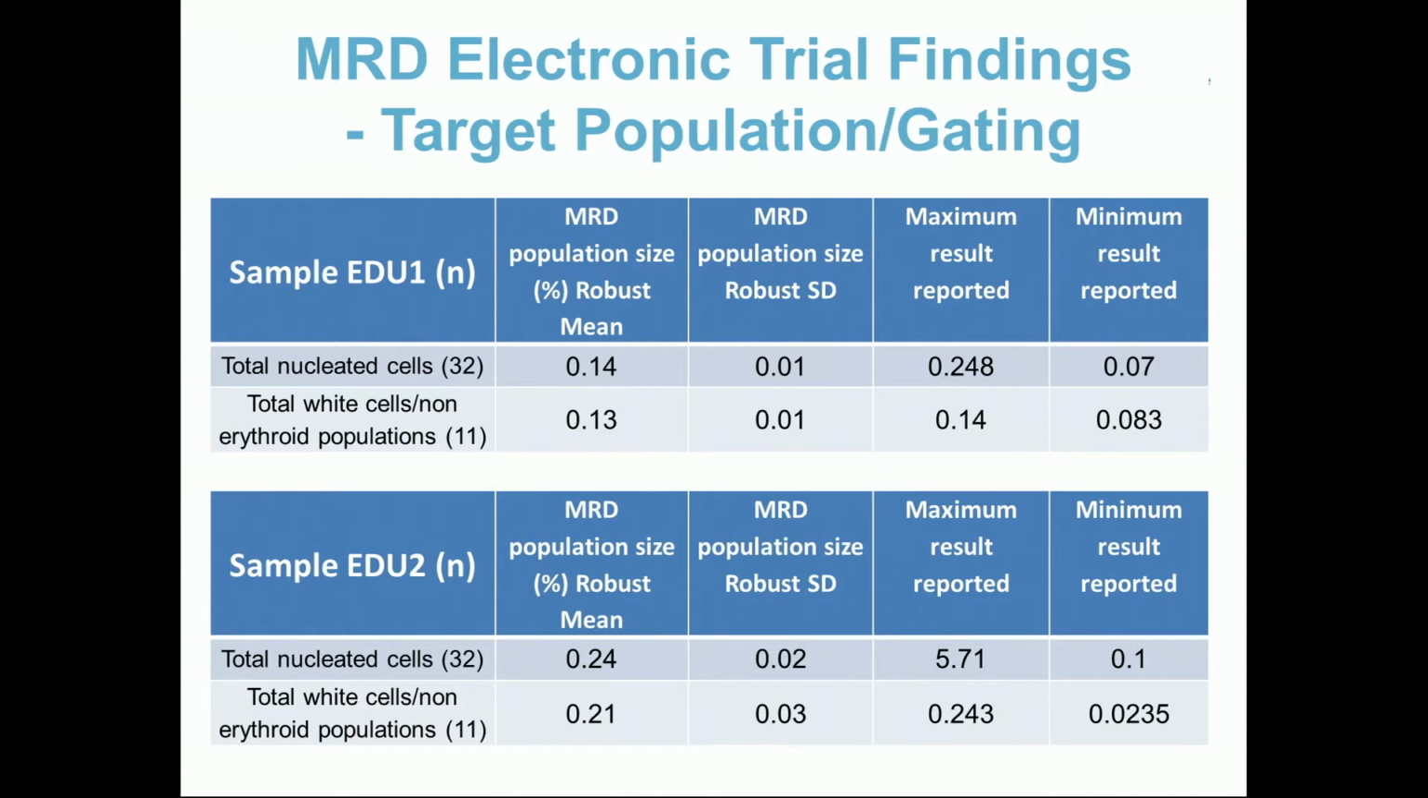What really worried me was sample 2, where the maximum result that we got is 5.7%. That's not MRD in anybody's book, that's just disease. So I was genuinely surprised and quite worried at that result. Again, the difference between the maximum and the minimum is an order of magnitude. It's not right. We've got to try and figure out what we're doing here.